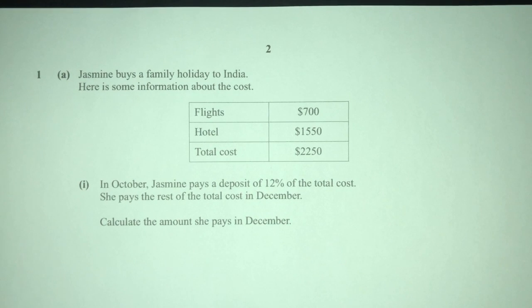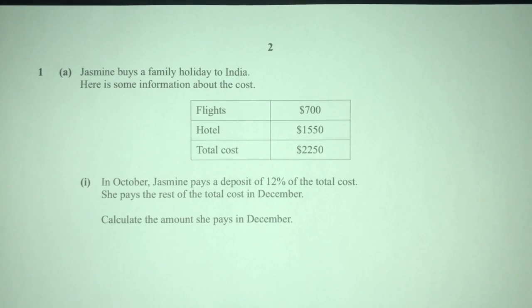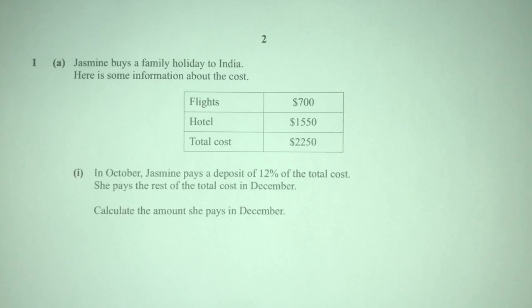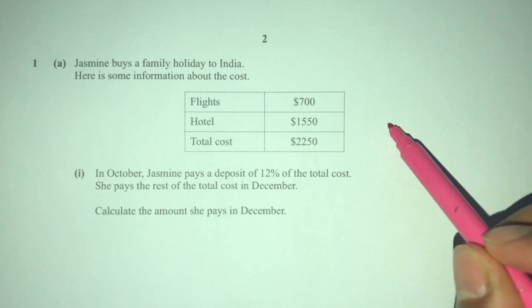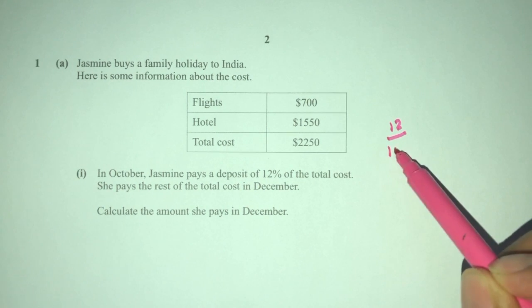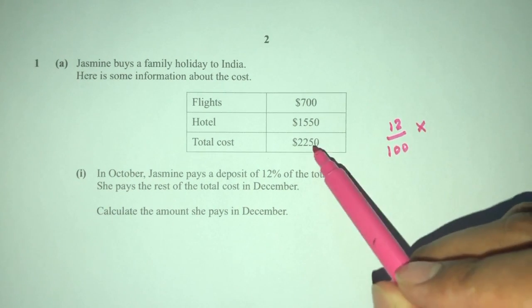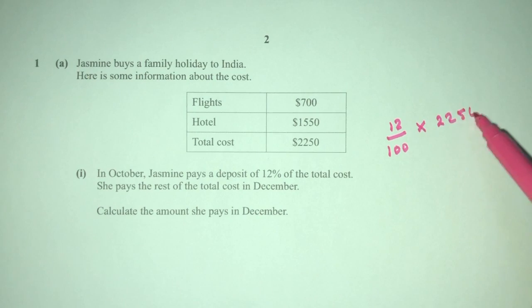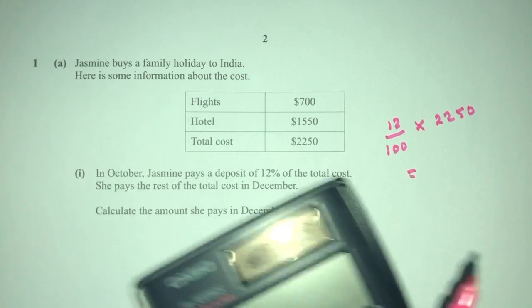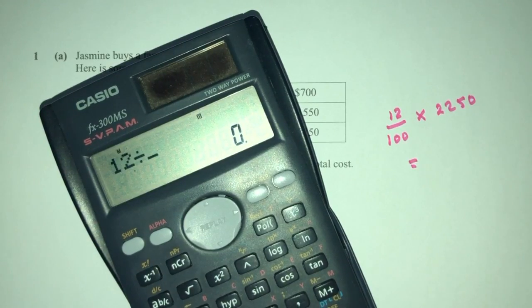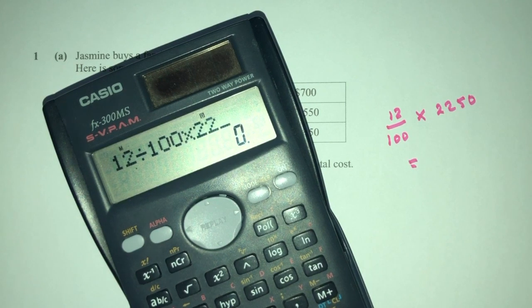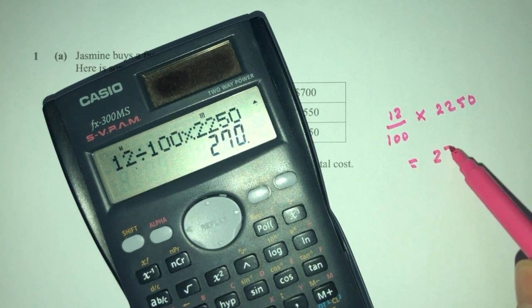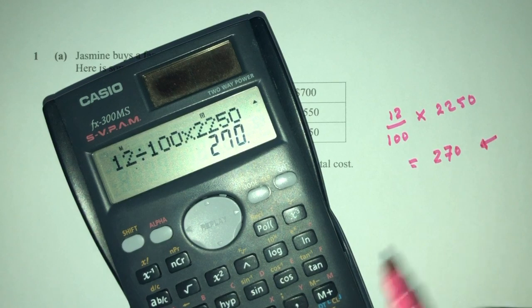Now, part 1, in October, Jasmine pays a deposit of 12% of the total cost. So let's find out what is the amount that she paid for the deposit. It's only 12%, which is 12 over 100, times the total cost, so 2250. Obviously, this is paper 2, you can use your calculator. So 12 divided by 100 times 2250. That should be 270. This is the amount she paid for the deposit.